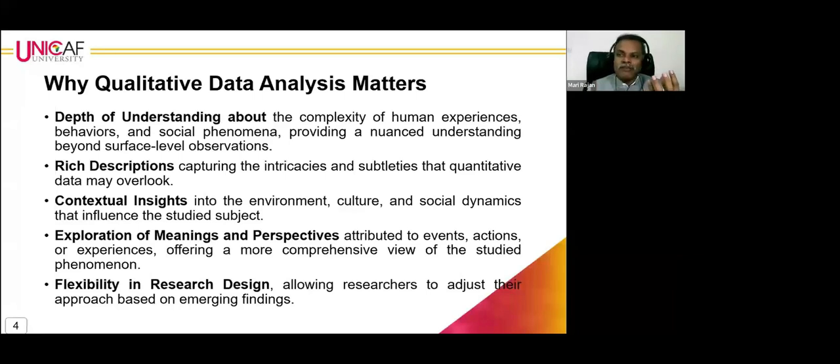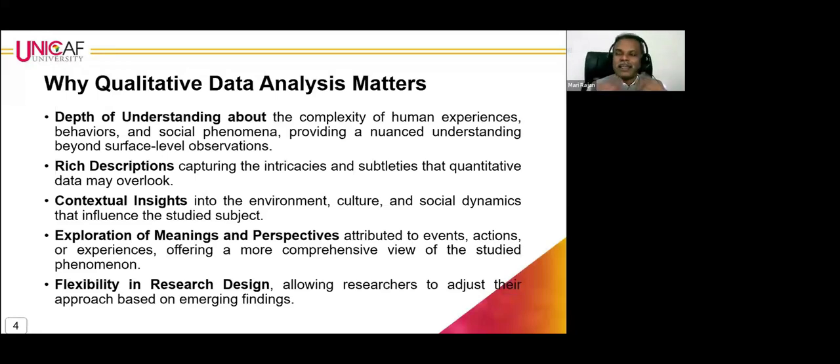The phenomena is common to everyone, but if you are interacting with someone who is directly affected by a particular incident, they can narrate their experiences. That narration gives you a more comprehensive view of the phenomena you are studying. Then, when you are doing qualitative data analysis, you can make changes in your research design at any time, because it allows a researcher to adjust their approach at any time.